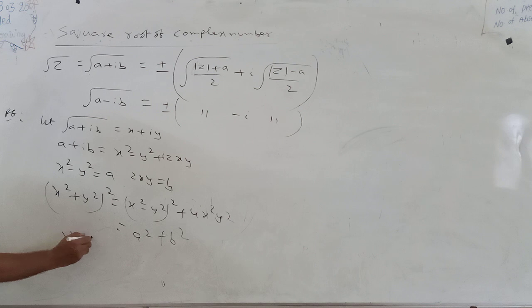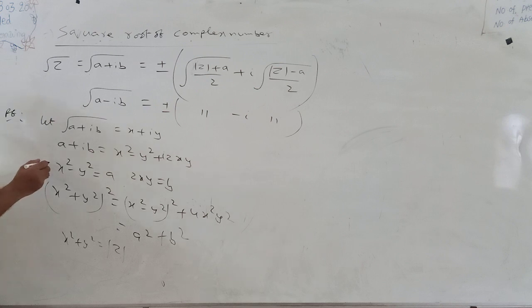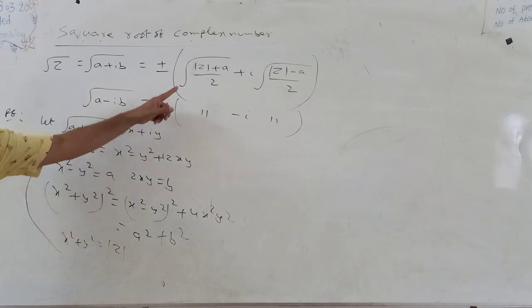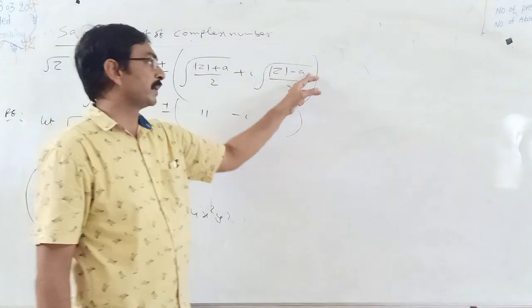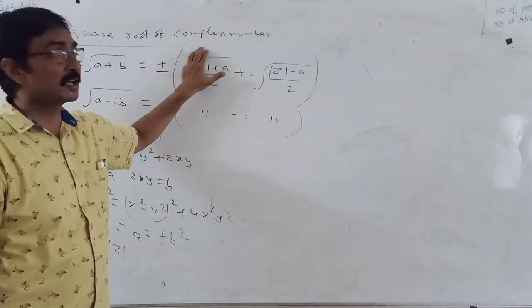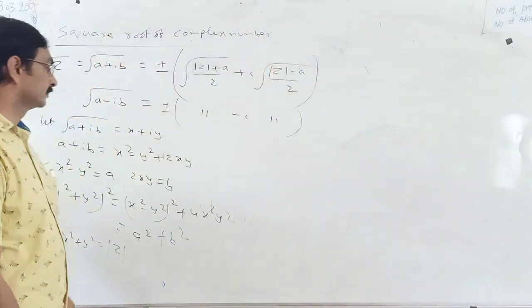Therefore, x square plus y square equal to root of a square plus b square, means mod z. And we have x square minus y square equal to a. By adding these two, 2x square is mod z plus a, x square is mod z plus a by 2. By subtracting, this one minus that one is 2y square equal to mod z minus a, y equal to root of mod z minus a by 2. Thus, this is real part, this is imaginary part.